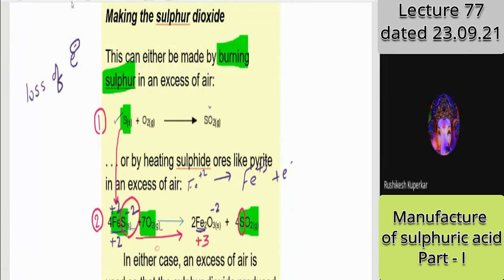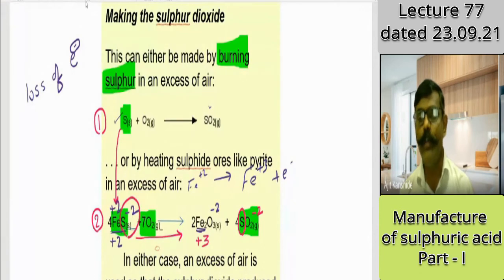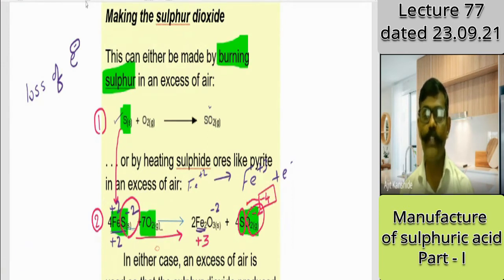+1. Why +1? Reason. See, basis I told you, last time explanation was given, oxygen carries which charge? -2 charge on one oxygen. How many oxygens are there? 2 oxygens. Now help me to find out the charge on sulfur. One oxygen carries -2 charge. 2 oxygens will carry how much charge? -4 total. To balance that -4, what should be the charge on sulfur?